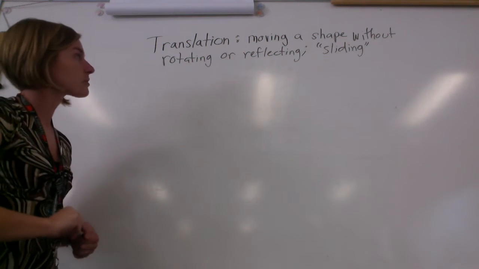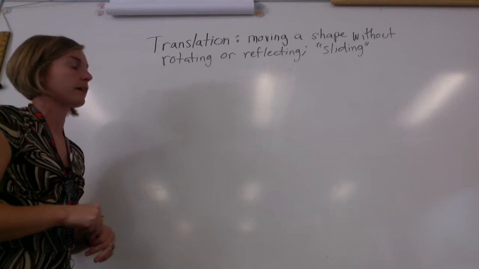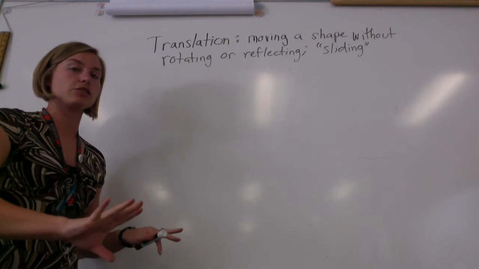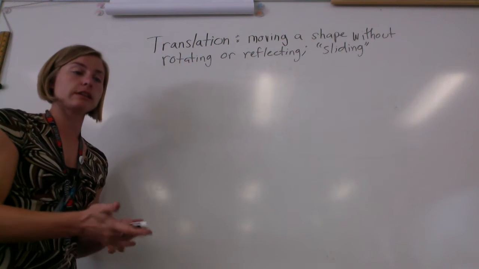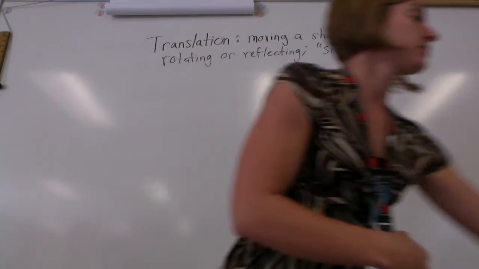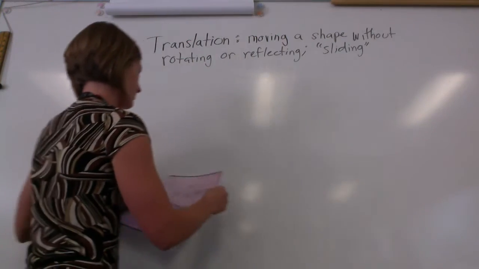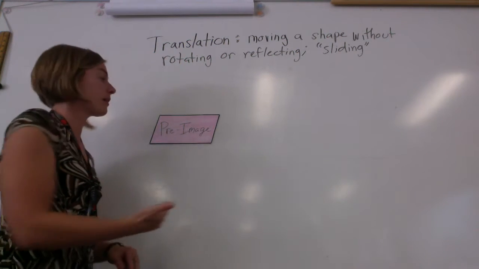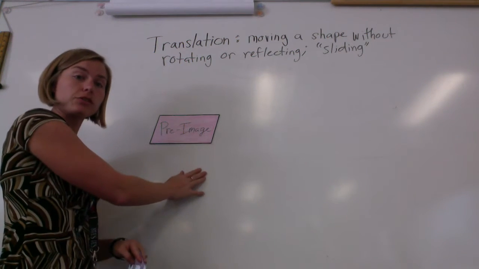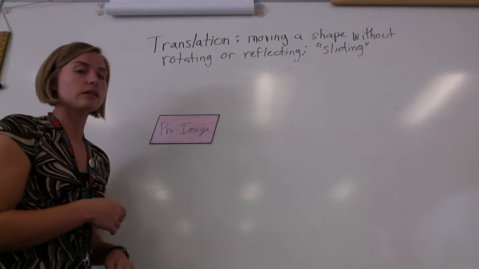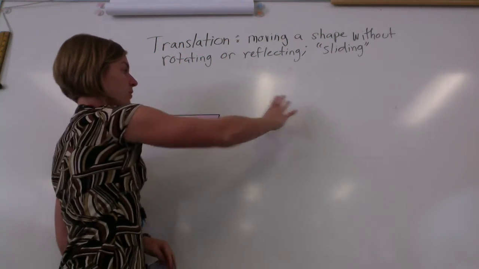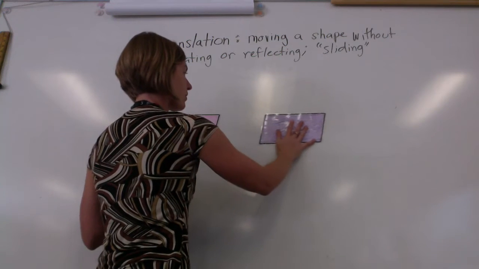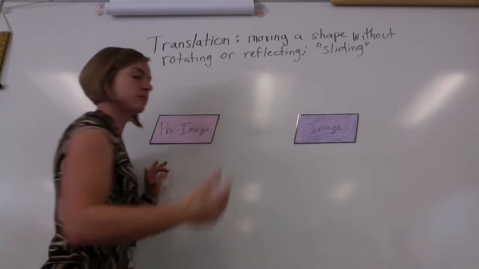So translation is moving a shape without rotating or reflecting. You're just sliding a shape. Okay, so let's look at some examples. So here's my pre-image, and again, that means this is my starting original shape. So what if I want to just slide it over? Well, it might just get slid over to right there.